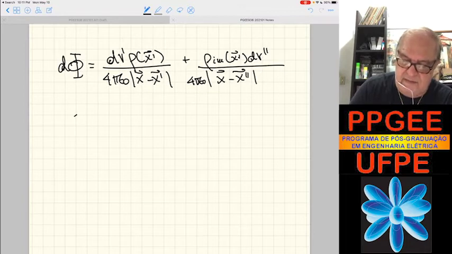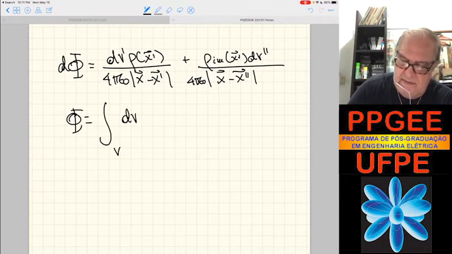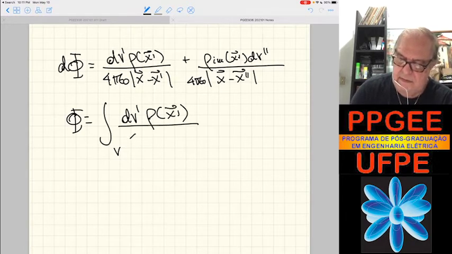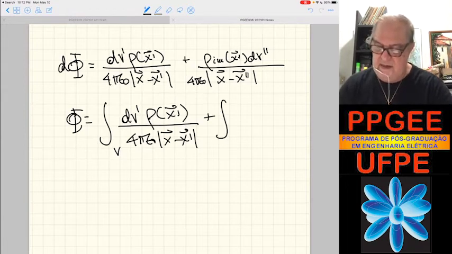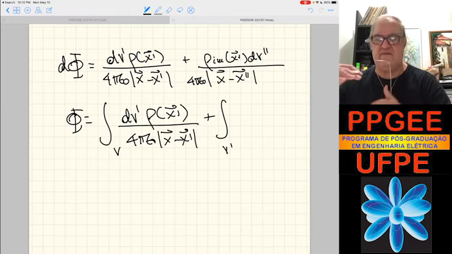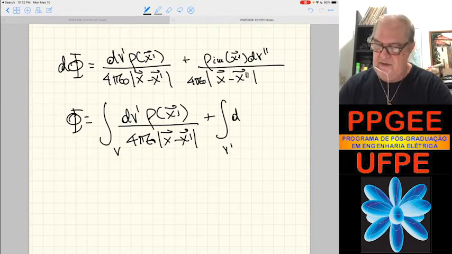So the potential is going to be integration on V plus the summation on the image distribution. Let's call it V prime. V prime is the other volume. It's going to be dv2 prime, rho image of x2 prime, right?